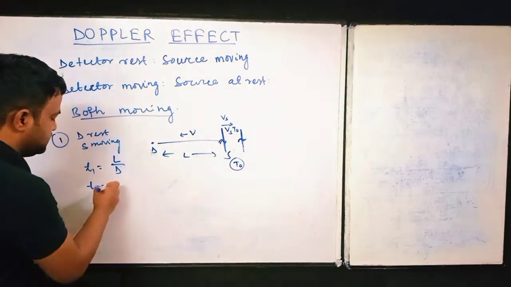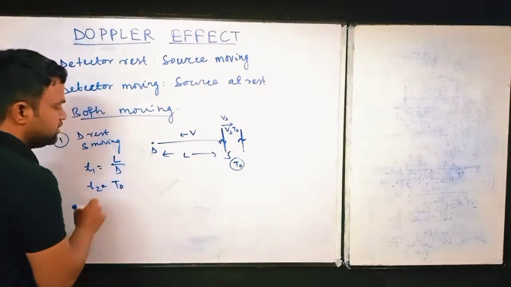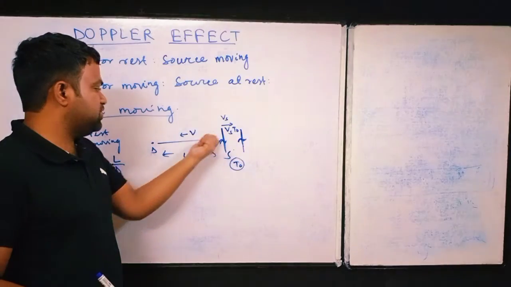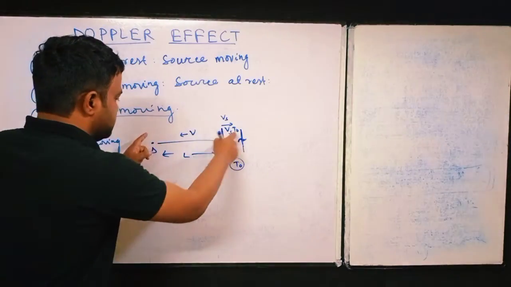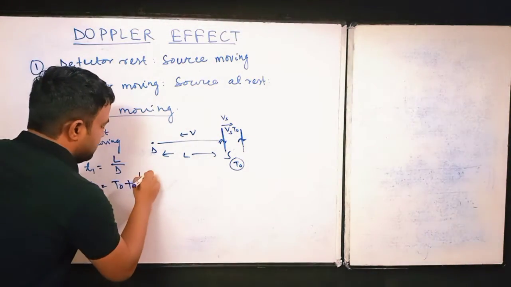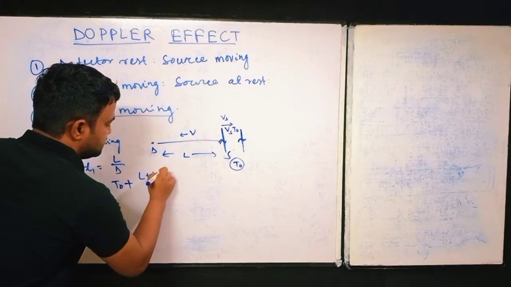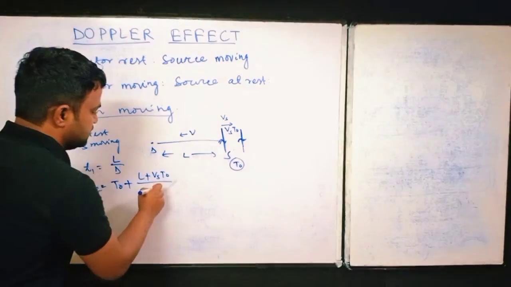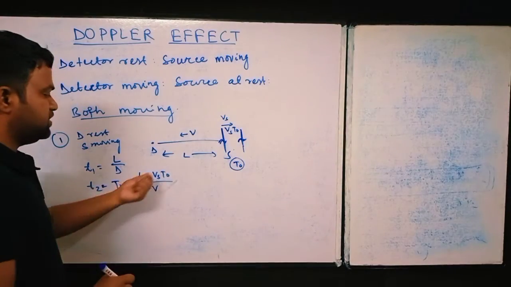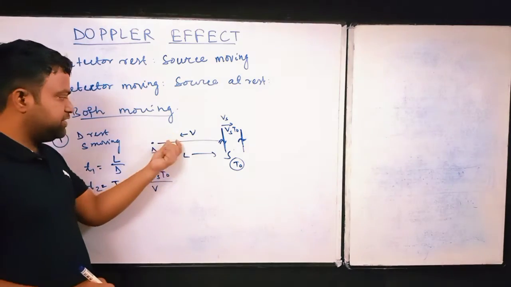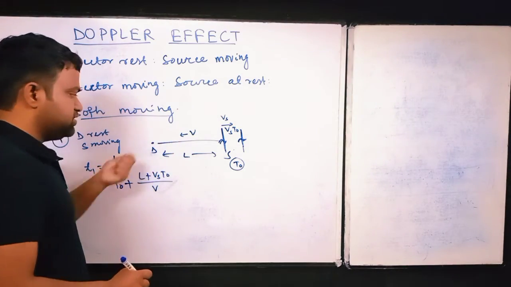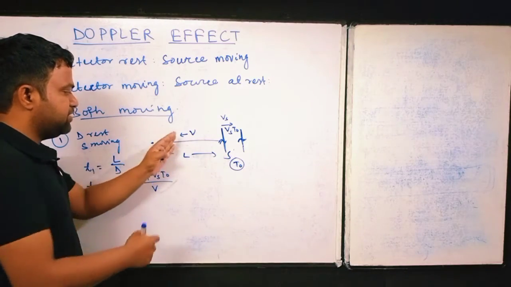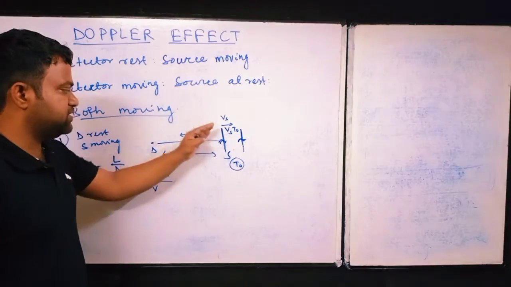The second pulse will come after time t0, so it will travel this much distance, L plus Vs t0, divided by the speed V. This distance divided by this speed is the time t2. Now t2 minus t1 will give you the interval: the detector gets the first wave at time t1 and the second wave at time t2.